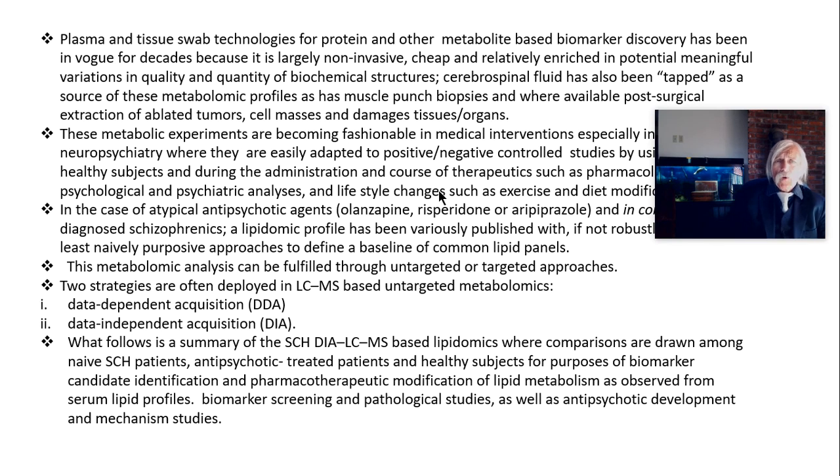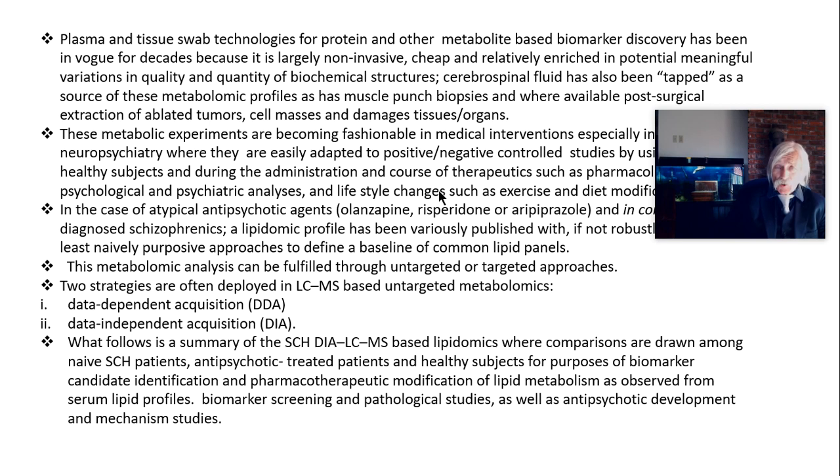So how they do the work: plasma and tissue swab technologies for protein and other metabolite-based biomarker discovery has been in vogue for a long time, because those kinds of things, like drawing blood or doing a tissue swab, and then from that tissue swab taking cells, from those cells doing extractions, or running the cells through, say, a flow cytometer. Why is that done? Because it's non-invasive, basically, except, of course, drawing blood. Some people don't like that. But it's not like going and doing a biopsy, you see.